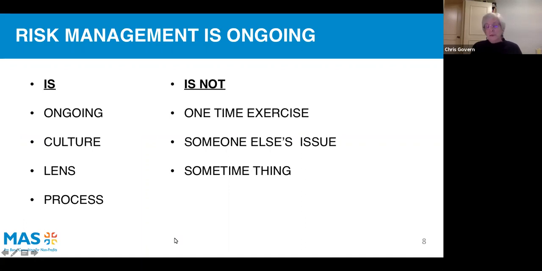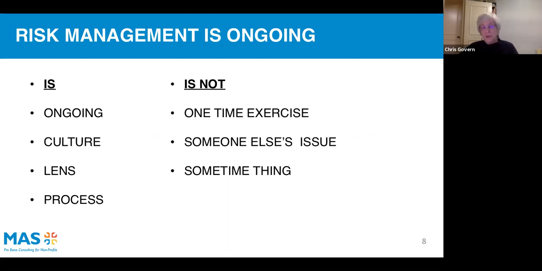The other thing is that risk management is ongoing. It's not a one-time exercise. It is a core governance function from the board perspective, managing enterprise risk. It's an ongoing thing that you have to look at. It's a culture. Different organizations have different risk management cultures. Think of it as a lens that you put on your organization, looking at your organization through a risk management lens. And it's a process. And we're going to talk a lot about the process today.